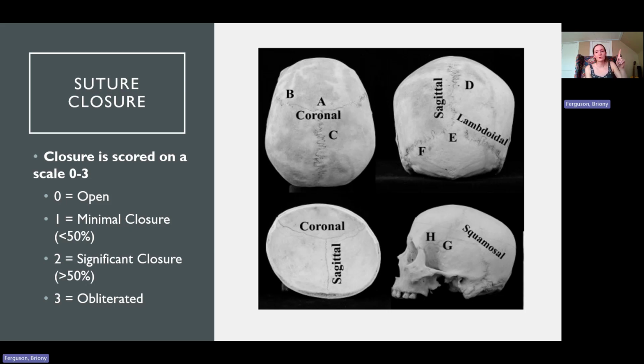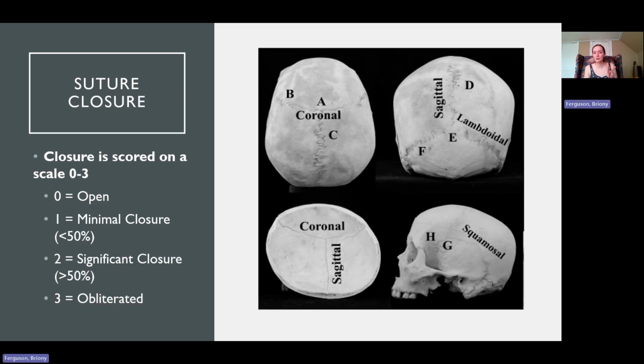Then we can also say that the suture is kind of open, or maybe it's starting to fuse. We're going to label that a 1. This stands for minimal closure, and it means that it is less than 50% fused. So it's going to be a tighter suture, especially in some spots, but it isn't going to be totally open, and it's also still going to be relatively visible.